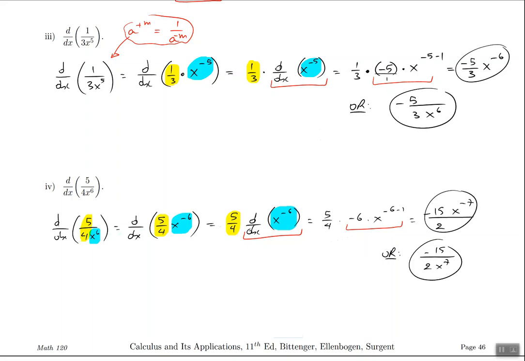And again, it doesn't matter whether you put the x on the numerator or the denominator, they're both perfectly fine.